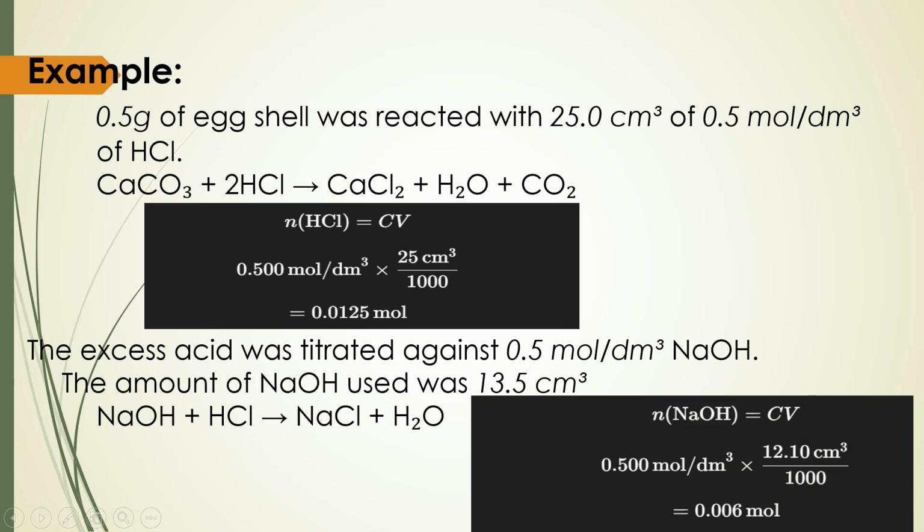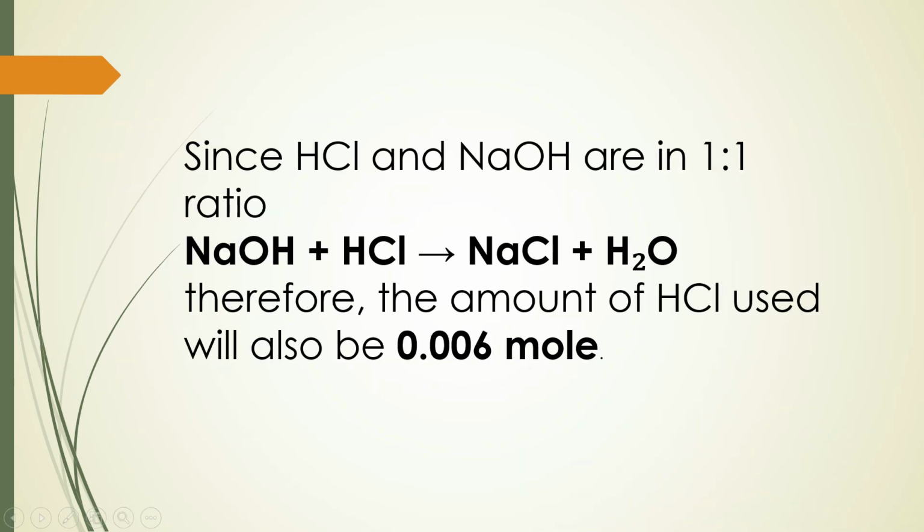Again, we can write number of moles of sodium hydroxide is equal to CV. Concentration is 0.5 mole. So we would write 0.50 mol/dm³ times 12.10 cm³ divided by 1000. This would give us 0.006 mole. So these are the number of moles of sodium hydroxide used in titration against HCl. Now, as you know, HCl and NaOH react in a 1:1 ratio. The amount of sodium hydroxide used is exactly equal to the amount of HCl in this reaction. Since the amount of sodium hydroxide was 0.006, we can conclude this is exactly the amount of HCl that remained unreacted. Let's move further.